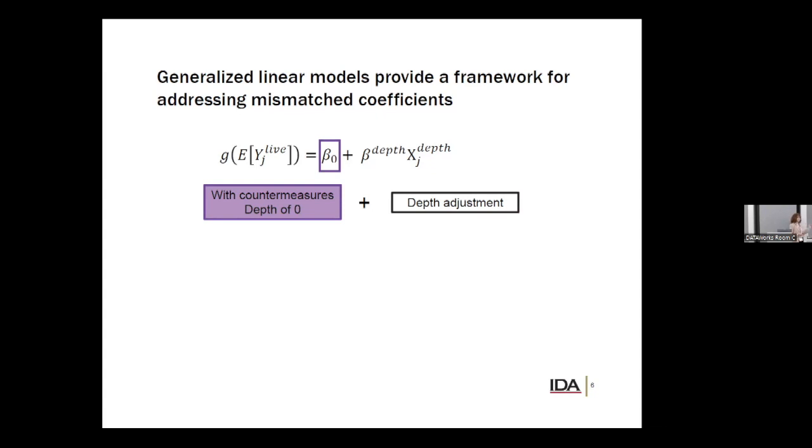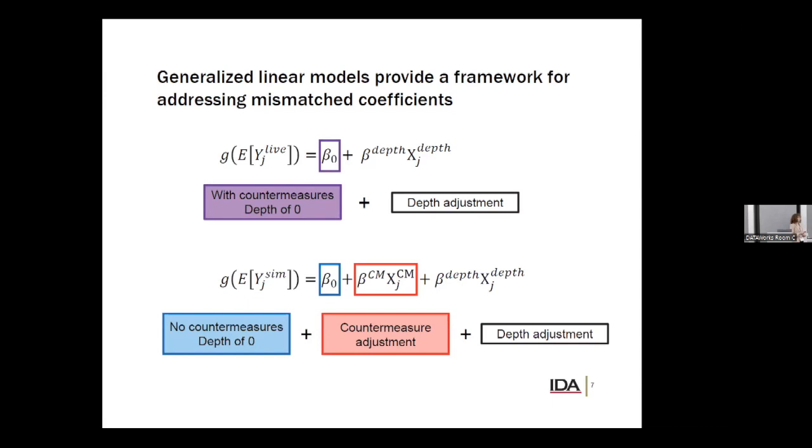So getting into the interpretability of this live test data model, the model's response depends on this intercept term that represents the model's predictions with countermeasures at a depth of 0. And then you have other terms, for example, a depth term that changes this prediction based on changing depth. So again, this is with countermeasures because all of your live test data was done with countermeasures.